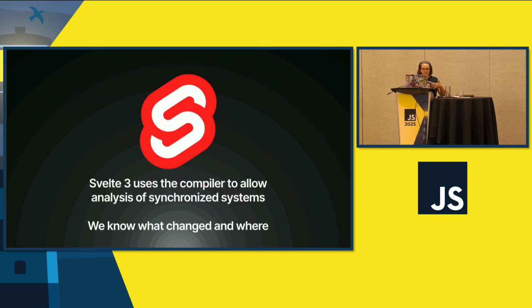So Svelte comes into the mix. Svelte 3 uses the compiler to allow analysis of synchronized systems. So Svelte actually knows what changed and where. Svelte also has a signals-like concept.